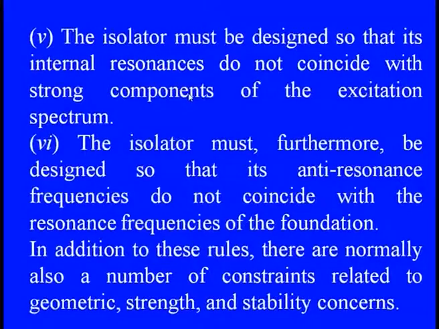So, we can say that we need to adopt all 6 methods for designing the isolator at the appropriate place and according to what kind of system design it is. And in addition to these rules, there are various constraints which are related to geometric strength and the stability feature, as we discussed in the previous lecture. They need to be considered here, because they have direct impact on the design of this vibration isolator, and when we are designing these things, we have to be very careful for these constraints as well.